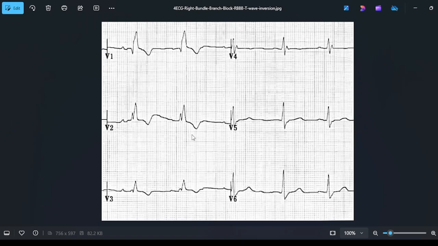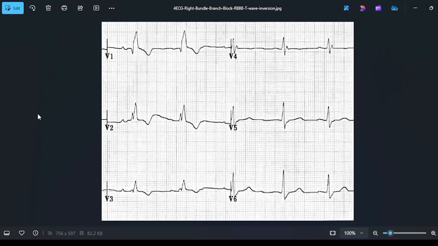So this one is a right bundle branch block, and see, you can find V1. You find a positive R wave and a wide QRS complex. Wide QRS, positive R wave in V1 is right bundle branch block. Again, in V2 you have the typical M. In V3, you don't have the M, but you have a positive R wave. And then you go to V6. Okay, you have a W? Cannot say this is a W, right? See, it is difficult to say whether it's a W or not. But then you will have this M.